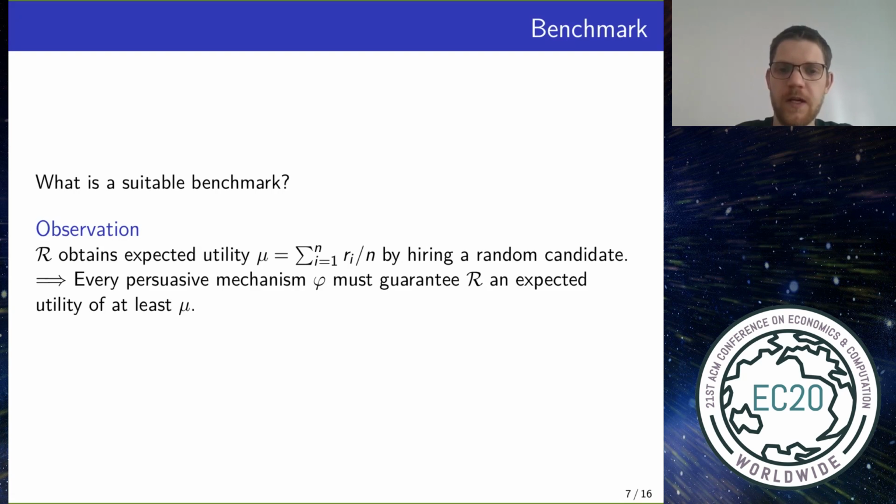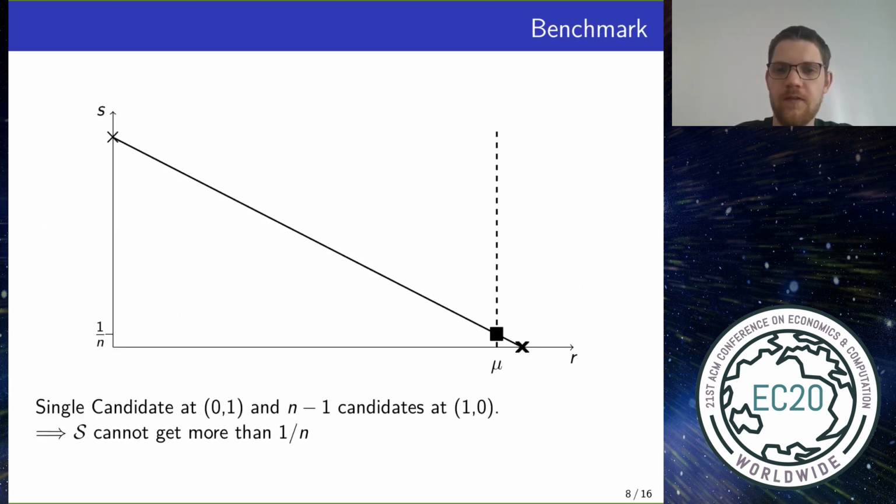So this means that whenever the sender wants to be persuasive, she has to guarantee that the receiver will get at least a utility of mu. And in this example, where there's only a single valuable candidate for the sender, and all other candidates are valuable for the receiver only, you can see that whenever the sender guarantees a utility of mu to the receiver, the sender herself can only get 1 over n. So if we use this as our benchmark, there will be cases in which no constant approximation is possible.